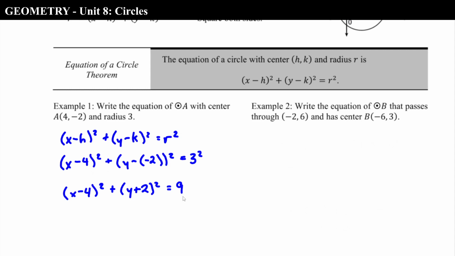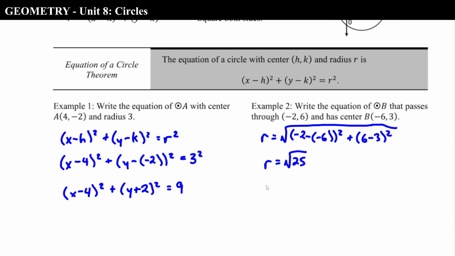In example 2, we want to write the equation of circle B that passes through (-2, 6) and has a center of (-6, 3). What we're lacking here is the radius. So we can use the distance formula to find our radius. We are going to find the difference in our x's, so (-2 minus -6) squared, plus the difference of our y's, (6 minus 3) squared. So you do everything under the square root, you get the square root of 25, so our radius is going to be 5. Remember, it has to be the positive version because a radius cannot be negative.